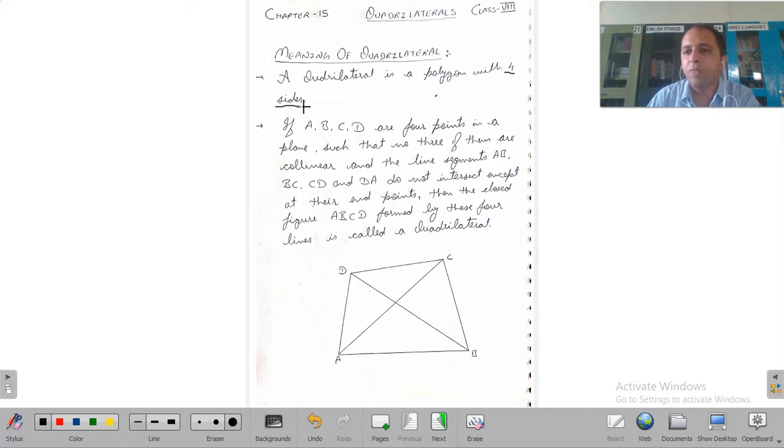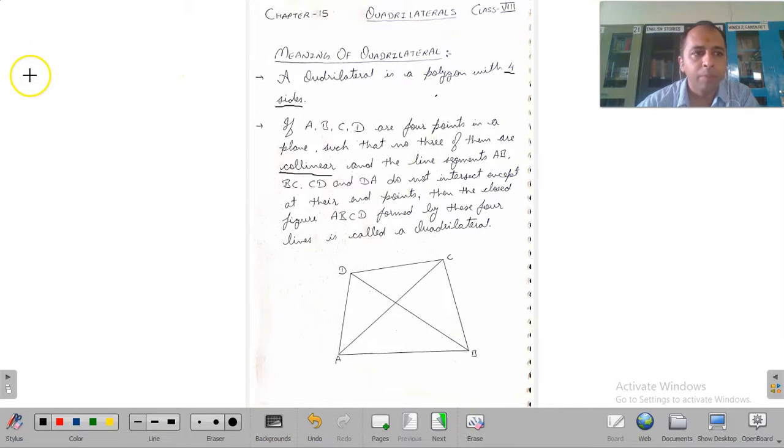How else can we define a quadrilateral? Let's look at this definition. If A, B, C, D are 4 points in a plane such that no three of them are collinear. Now, what do we mean by collinear points? If 3 points lie on the same line, then they are known as collinear points.